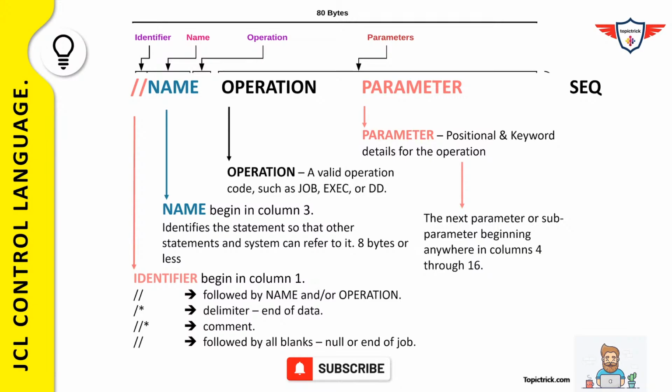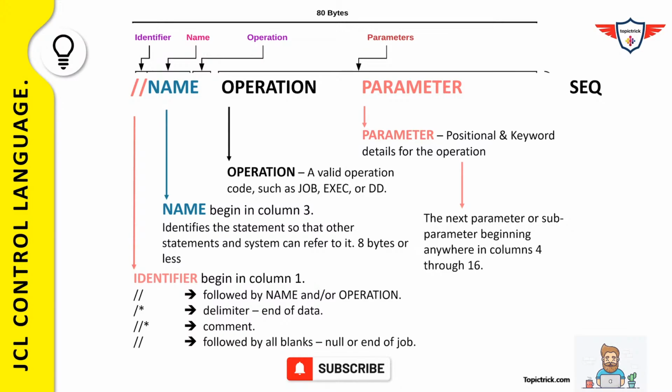So as of now, just remember that this portion is confined for different parameters that are defined based on the operation. If it's a job operation, then it would have parameters related to a job card. If it's an execute statement, then these parameters will be related to an execute statement, and in case you are using a DD statement, then these parameters will be associated with DD statements.